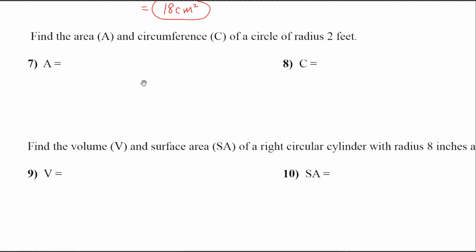All right, so let's continue. This says the area and circumference of a circle. So again, you look at your formula sheet, and it says the area of a circle is pi r squared. R is for radius, pi is 3.14.